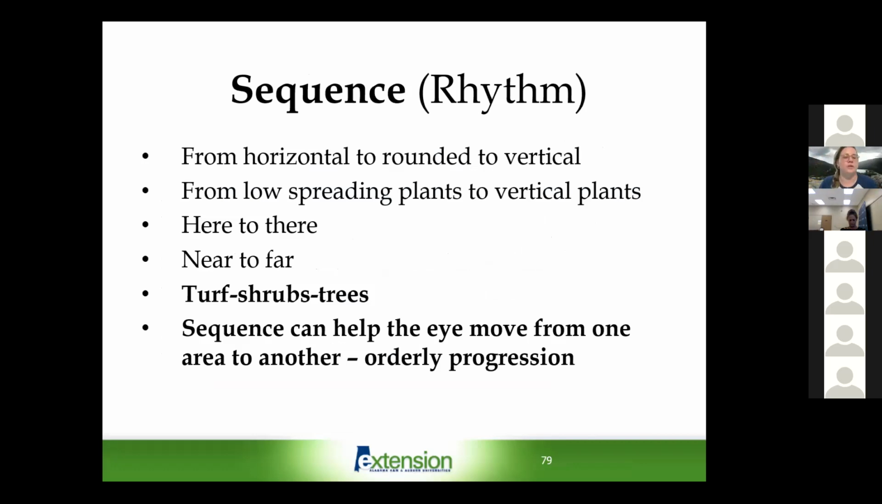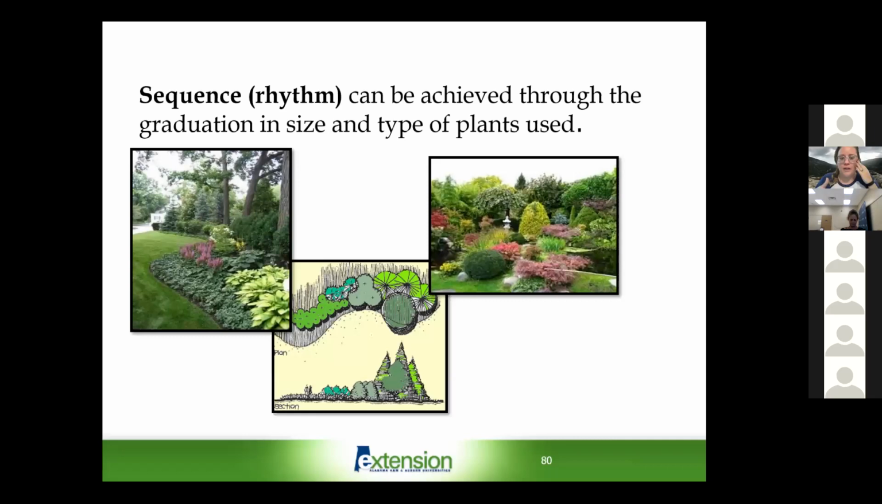A lot of what we do with design is managing the viewer's eye. Where do we want their eye to go? Where do we want them physically to walk? Do we want them to move through the landscape, or do we want them to kind of step back? Sequence is a way we can achieve that. So maybe we've got short up front and tall in the back, like in that top right picture here.